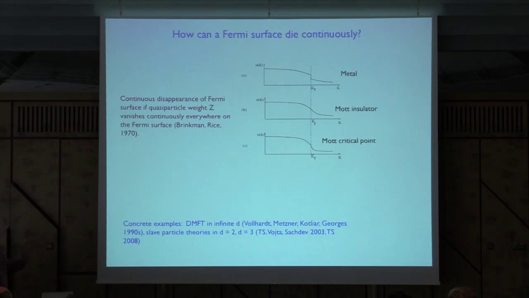How can an entire Fermi surface die continuously? So it's an old idea, going back to Brinkman and Rice, that the way in which it can die continuously is for this jump in the momentum distribution, the quasi-particle residue, to vanish continuously. Because in the metal, this jumps, while in the insulator, it's smooth. So to go continuously from here to there, if this jump were to go to zero continuously, then you can imagine that the entire Fermi surface dies. And there are concrete examples of this in infinite D through DMFT.